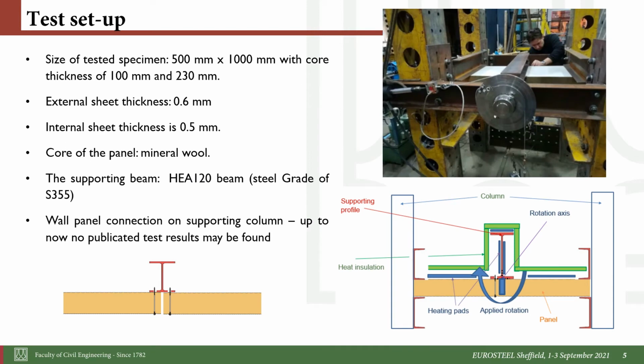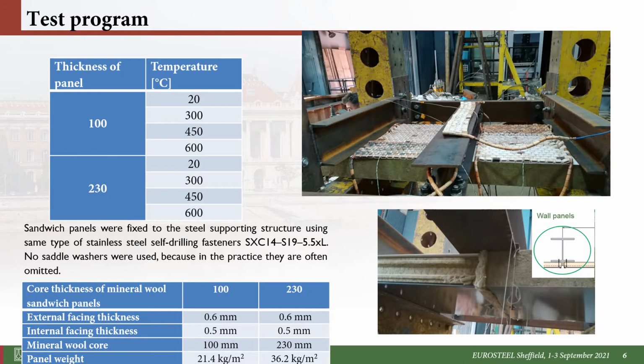You can see here the test setup. Here we have two panels. Here is the main member, which was an I section. We have two sandwich panels on the left and the right side. We had one screw through the panel and the flange, and we applied the rotation with an eccentric tensional load to be able to rotate the main member, the I section.